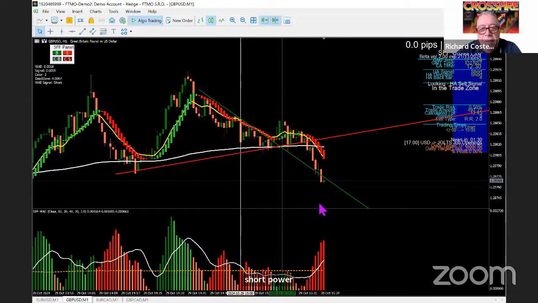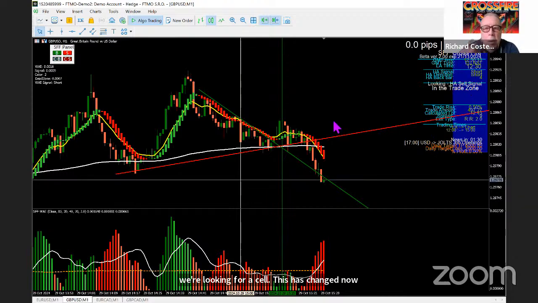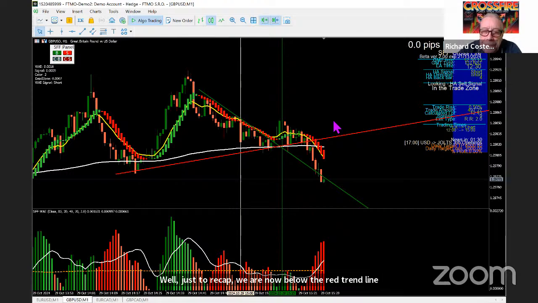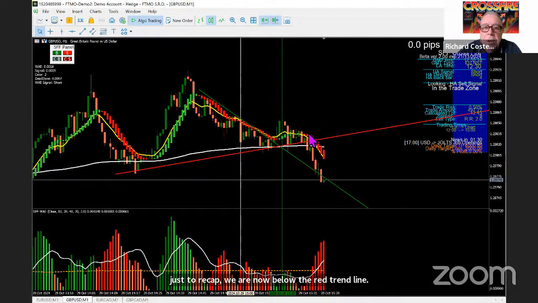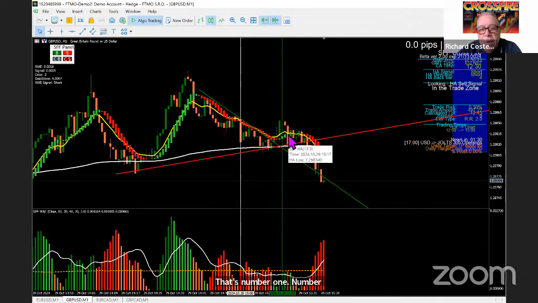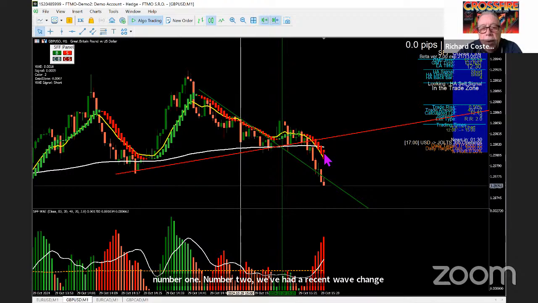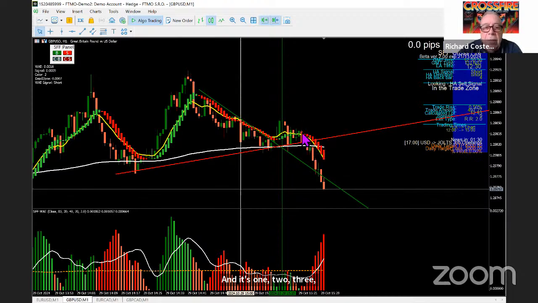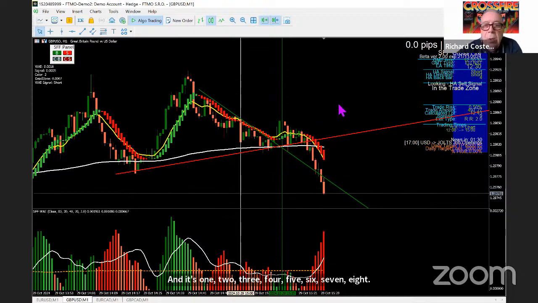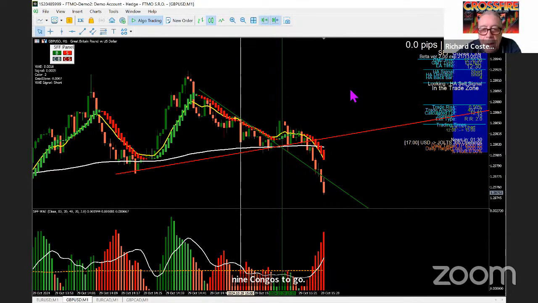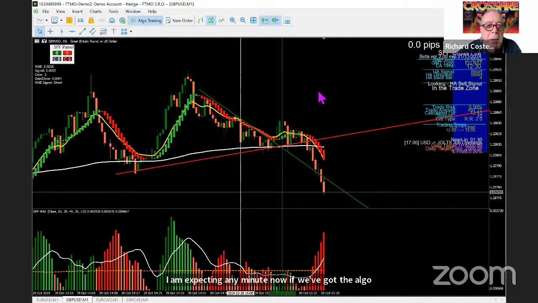So the Water Atta is confirming we're looking for a sell. This has changed now to sell signal. So just to recap, we are now below the red trend line. That's number one. Number two, we've had a recent wave change. It changed from green to red, and it's 1, 2, 3, 4, 5, 6, 7, 8, 9 candles to go. So I am expecting any minute now, if we've got the algo trading turned on, I would imagine it'll get me into a sell on this pair.